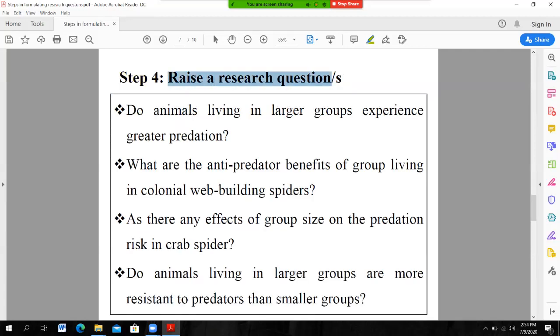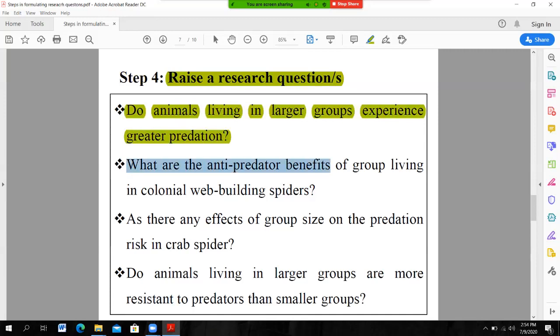So in the fourth step, the researcher must formulate a research question. The possible research question in the above field may be: do animals living in large groups experience greater predation? So this may be a research question. Or, what are the anti-predator benefits of group living in colonial web-building spiders? This is another type of research question.